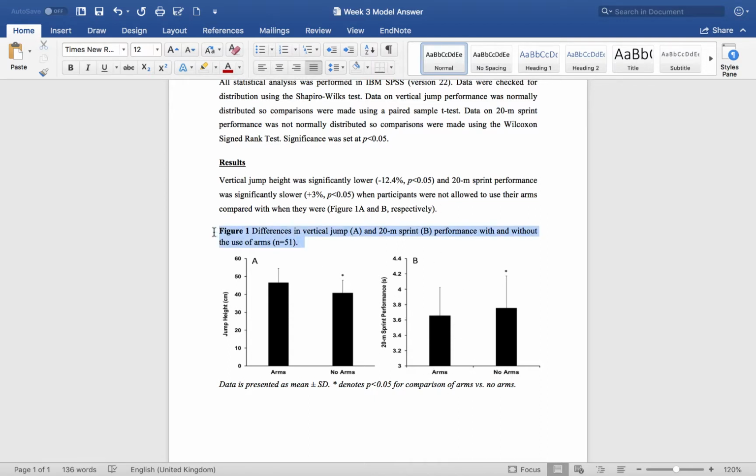Provide a nice title for the reader so that they know what they're looking for, so that when they're referring down to the figure they can see what's being presented. Tell the reader how the data is presented in a figure, and make sure you denote what the significance value is using the stars, and then give them a little footnote to tell them what that means. Okay, keep it short, keep it succinct, and keep it on topic. And that's this video.